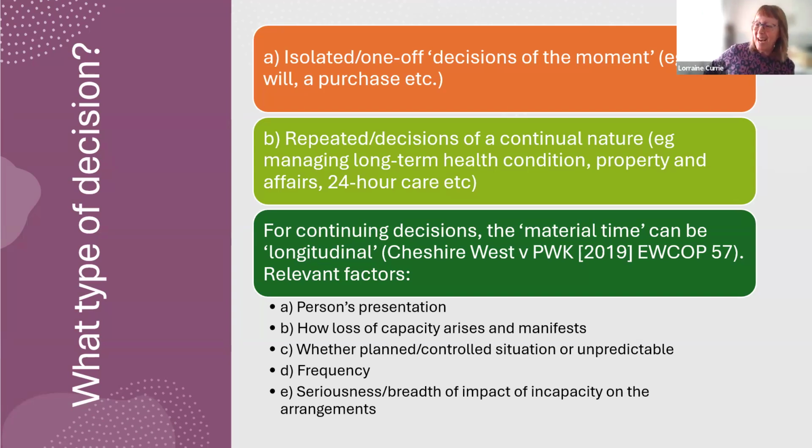We can look at how the person presents, how that apparent loss of capacity arises. If we know it's at certain times of day or in response to certain triggers, then we're going to try not to have any decision making during those times. We can look at whether these are planned or controlled situations or completely unpredictable, and the frequency of them. Also, the seriousness and the breadth of the impact of their incapacity on the arrangements. These are serious, life-changing arrangements that can't really be managed by a person having capacity now, but not having it, and then having it and not having it. We may need to take a more macro or longitudinal approach.